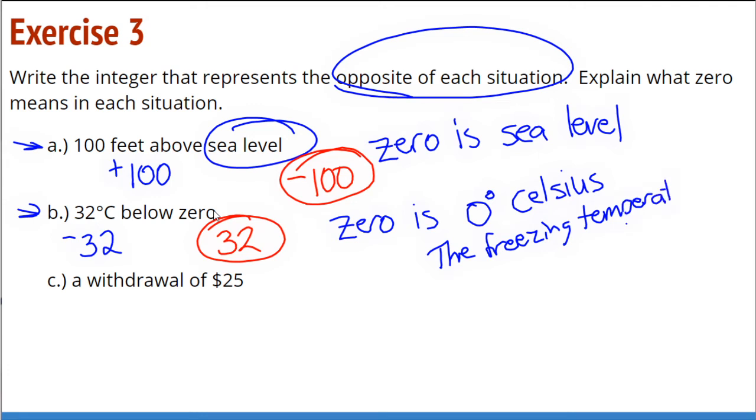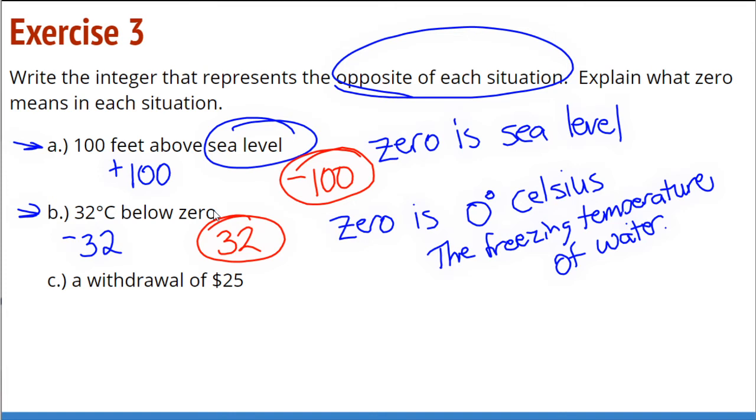And that may be something that you didn't know, but maybe you know it now. But 0 in this situation is 0 degrees Celsius. We're not in the positive temperature Celsius. We're not in the negative temperature Celsius.